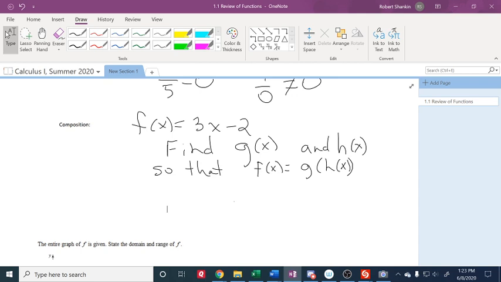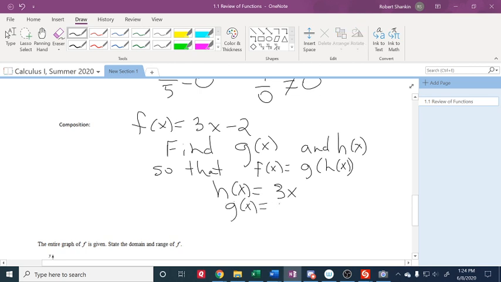All right. So my thought process in this is h of x is equal to 3x, and g of x equals x minus 2. So h of x, let's try that. H of x is equal to, what did you say? X minus 2? 3x. Oh, just 3x. Yeah. And then g of x is x minus 2. Well, let's check that out and see if that works.